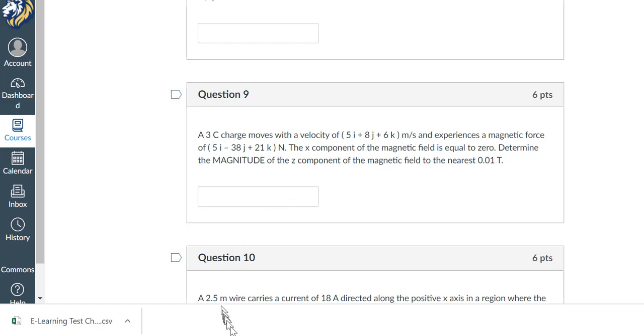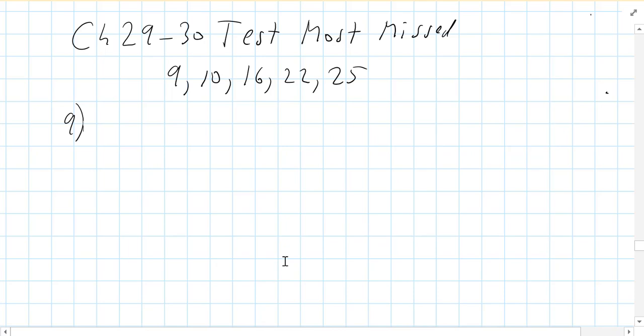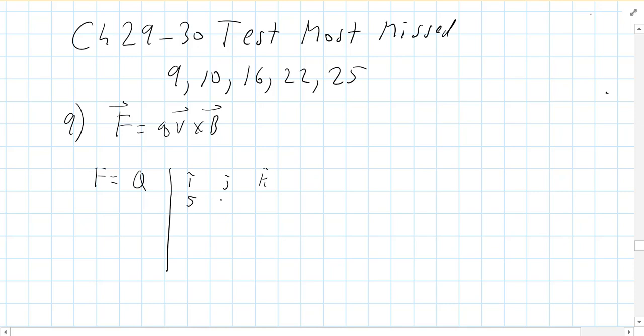So basically you're doing a cross product. Force equals Q V cross B. Because it's 3 dimensions, it's probably good to use the whole matrix thing. So I wrote force equals Q. For me, the charge was 3, I believe, but I'll leave it as Q for now. So Q, and then we're going to do that whole matrix: our I, our J, our K, then V, which for me was 5 and 8 and 6. And then B, we don't know.